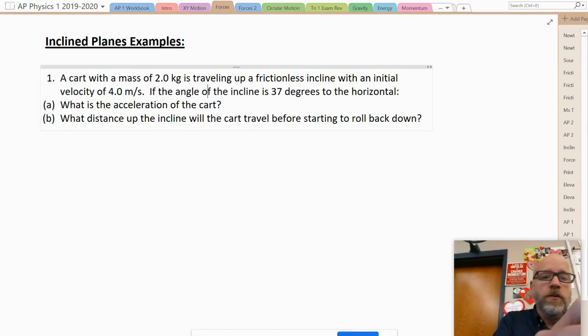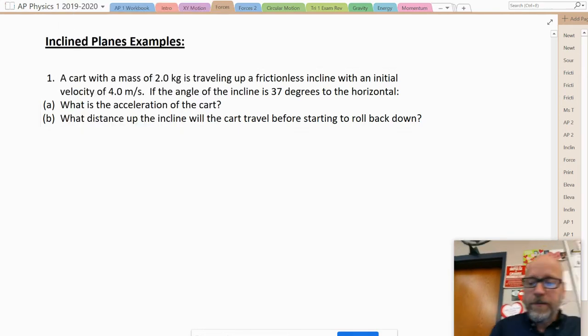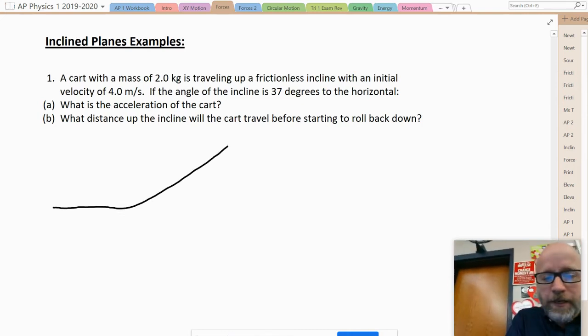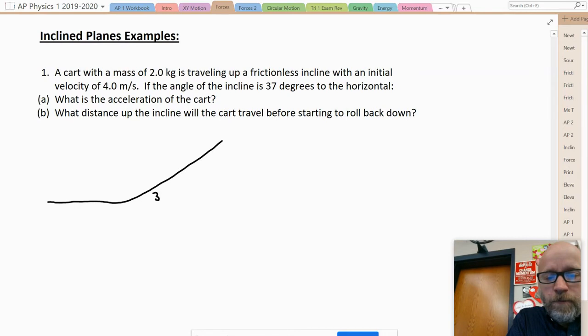All right. So my first step is to do what? Yeah, that's right. Draw a picture. So I'm going to draw that the cart was traveling along on a flat surface and then started going up an incline. That angle is 37 degrees, and the cart was traveling at 4 meters per second when it first started going up the incline.